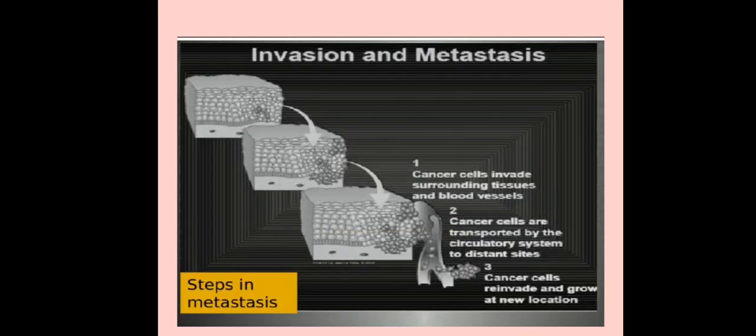And the next one is invasion and metastasis, the invasion of neighboring cells. Here the cells start growing, become cancerous, and show abnormal behavior, and then they finally move into the bloodstream. From there they are carried to other parts of the body or a new location.